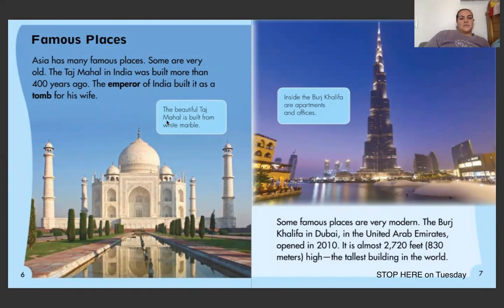The beautiful Taj Mahal is built from white marble. Wow. And then what kind of text feature is this? A picture. Good job, guys. Some famous places are very modern.